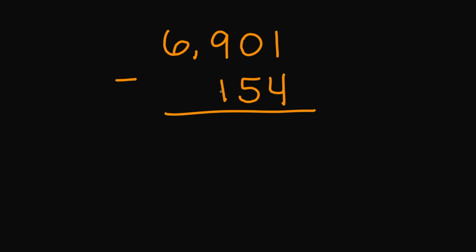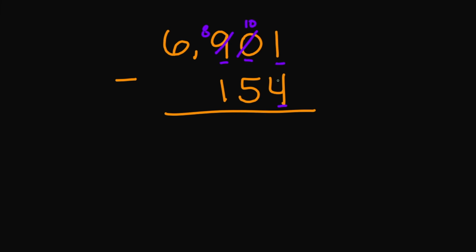6,901 minus 154. 1 minus 4. I can't do that. I need to borrow from the tens place. And when I look at my tens place, I have 0. I still can't borrow from the tens place now. I need to go to the hundreds place. So now this 9 is going to become an 8. This 0 is going to become a 10.